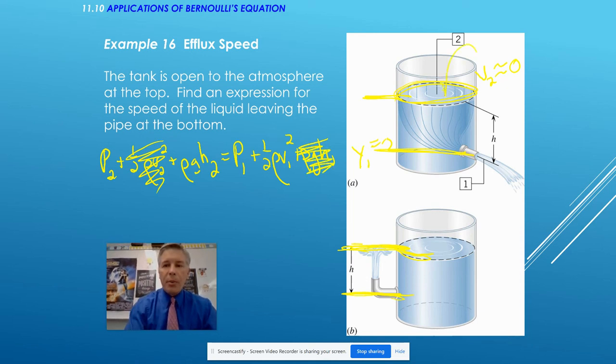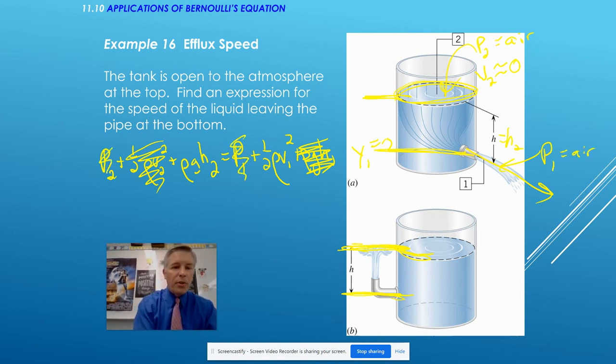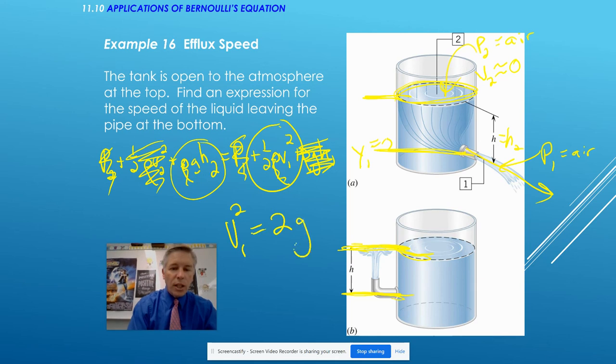Up here, I have air pressure. So P2 is just air pressure. If this is exposed to the air, this thing is flowing out, but you also have air pressure pushing on it. So P1 is also air pressure. Since both of these are air pressure, they disappear, and you just end up with these two parts. Here's a couple of things that are neat. Look, bye-bye densities. And if I rearrange this, multiply by 2, I find out that the speed of this fluid coming out is just the square root of 2g times h2. That's a great concept.